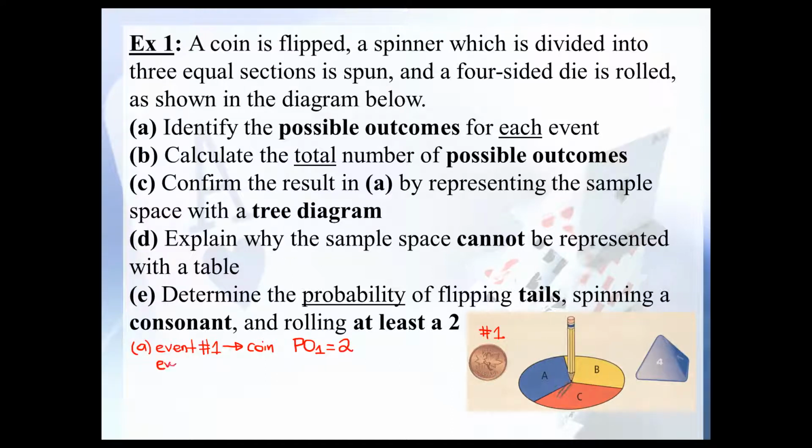Event number 2 is going to be the spinner. So this is event number 2. So the possible outcomes for event number 2 would be, look at the spinner. There's 3 sections you could land on. So there's 3 possibilities. You're either going to land on A, you're going to land on B, or you're going to land on C.